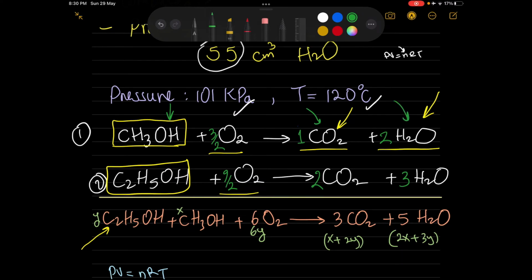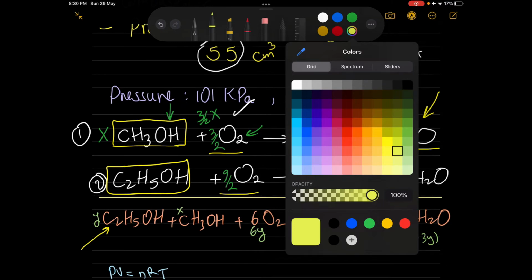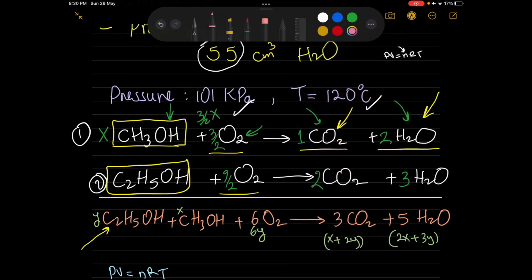Suppose methanol has a number of moles X, which you don't know. We're going to end up with the mole ratio. If methanol is X, then oxygen will be 3/2 X. For carbon dioxide, I'll write it in a different color. Here you have a 1-to-1 ratio, so it's X. For water, it's multiplied by 2, so it's 2X. So we're going to use these values: 2X, X, 3/2 X, and X.